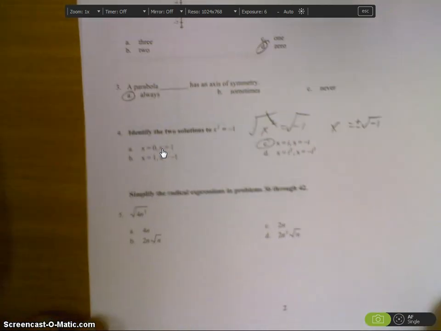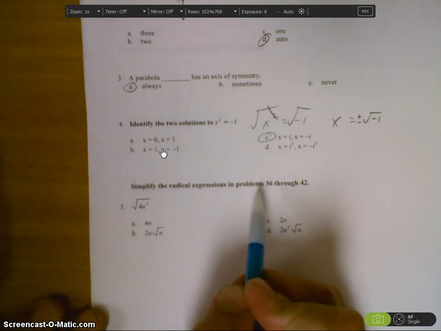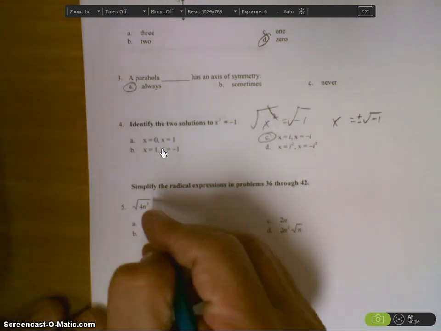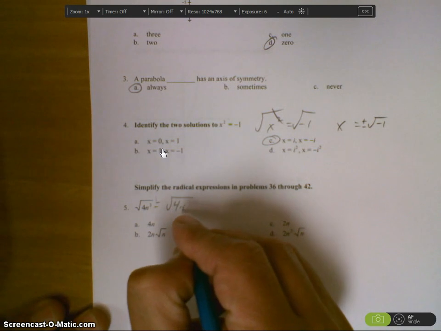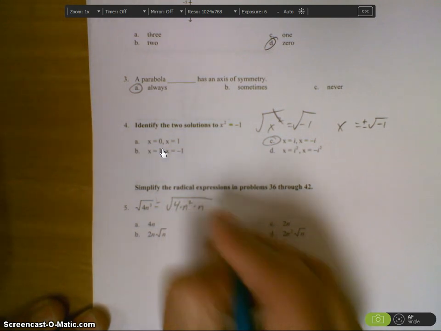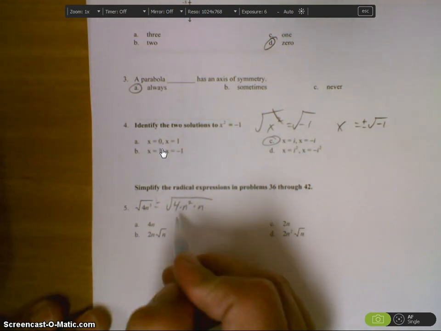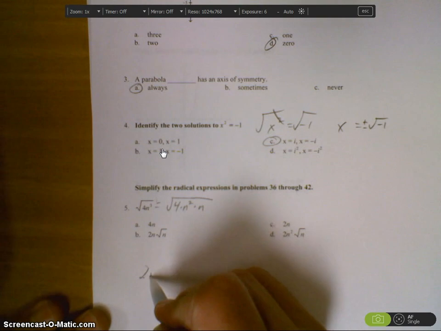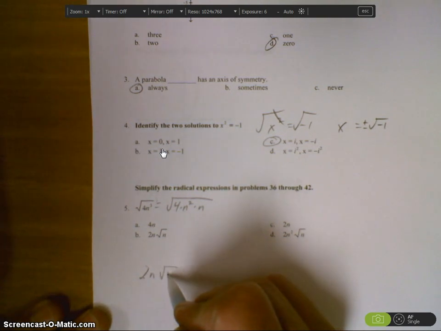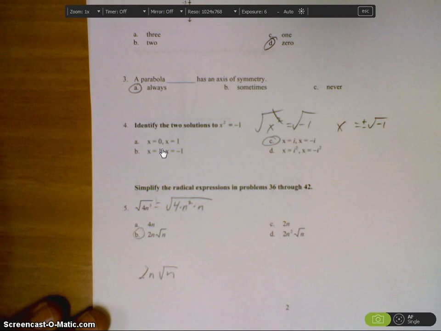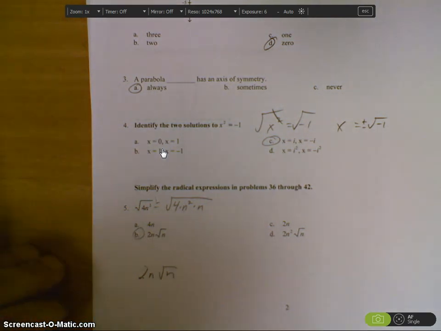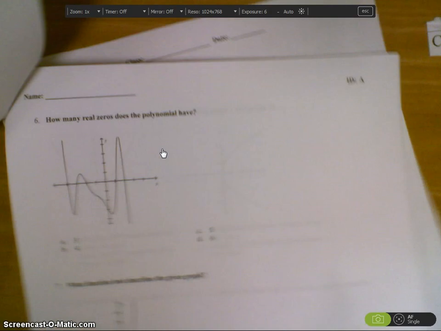All right. Simplify the radical expression. This is chapter 11 stuff. The square root of 4n cubed is the square root of 4 times n squared times n. Simplified, the square root of 4 is 2, the square root of n squared is n, and this other n doesn't get to come out and play. That looks like B to me. Moving on.